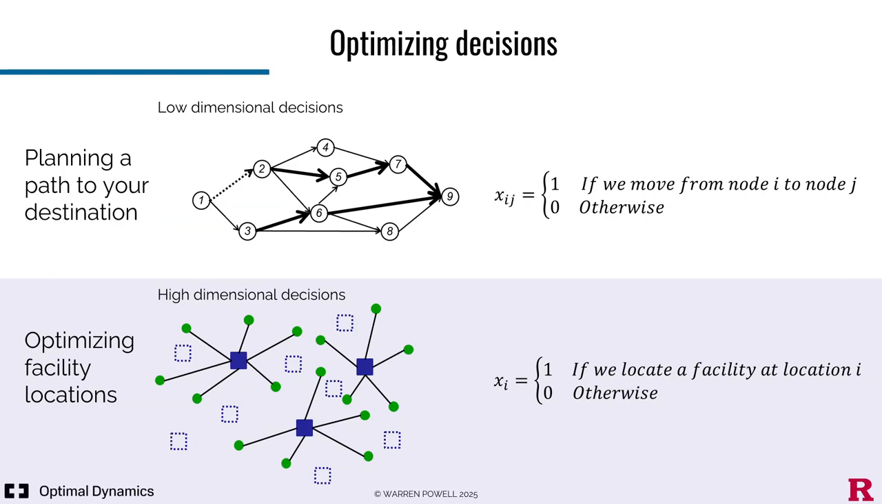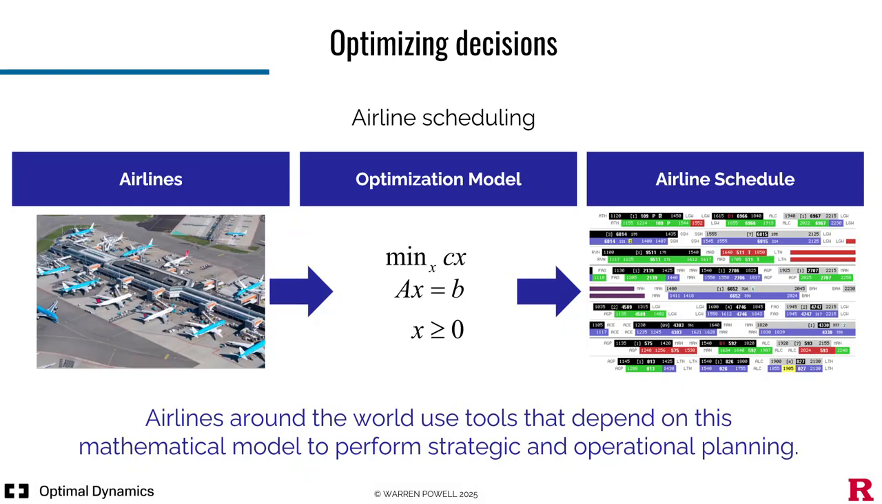I think we've known how to solve this for a number of decades. Much more complicated is optimizing facility locations. I might have 100 locations where I can locate 10 facilities, and the number of combinations of these is extremely large. Now, a major breakthrough in operations research was airline scheduling.